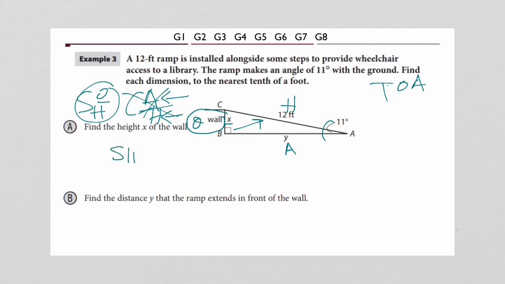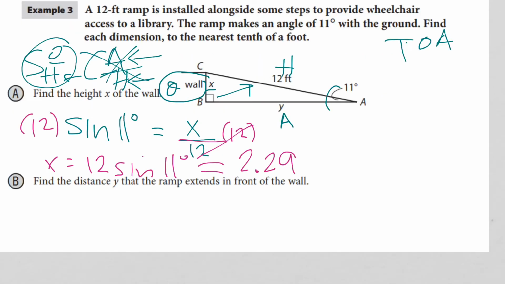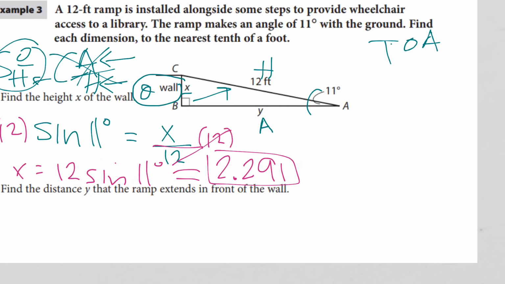So sine of the angle, 11 degrees, is equal to the opposite value, which is x, that's the height of the wall, divided by the hypotenuse, which is 12. How do I solve for x? Well, the opposite of dividing by 12 is to multiply by 12. So I'm going to get x equals 12 times sine 11 if you use decimals as a calculator, which I'm using also. So after using decimals, I ended up getting 2.29. So that is my value for the height of the wall. So this is in feet. All right.